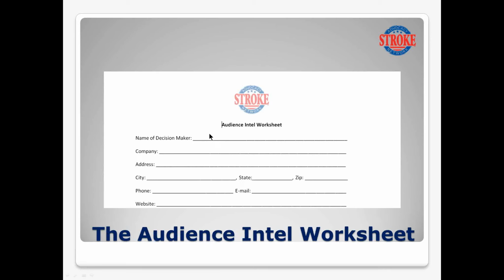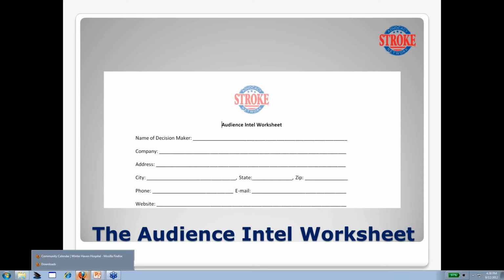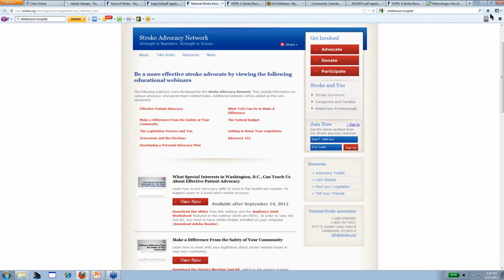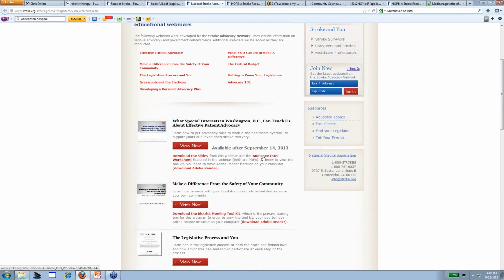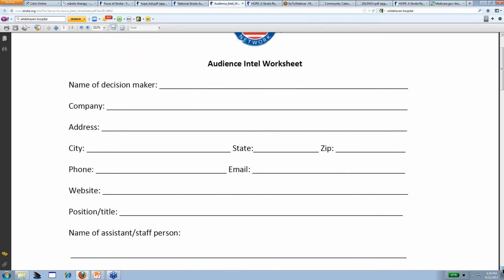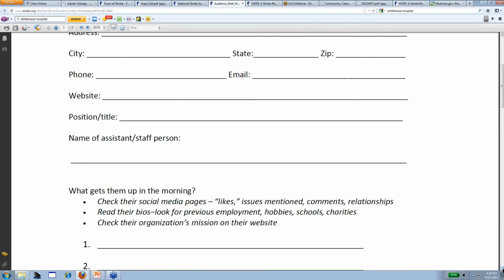All right. Now, as you're getting that information, you're going to want to collect it, and this was the audience intel worksheet that I'd mentioned earlier, and it's available on the stroke.org page. We're going to go back to the advocacy page where all the materials and all the recordings of the various webinars that we've done in the past are. When you click on this link, you'll get to the Audience Intel worksheet. Basically, it's just a place to gather all that information that I've just showed you how to gather.